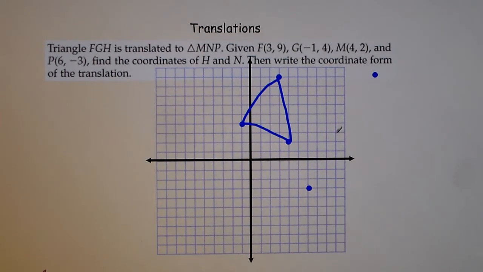So now, something that you need to know. The presentation of triangle FGH, this order does matter. F goes with the first letter of the other triangle, M. G matches up with N. H matches up with P. So if we're given P is 6, negative 3, P is the third letter in MNP. So P matches up with H. So we got to find a translation between H and P.